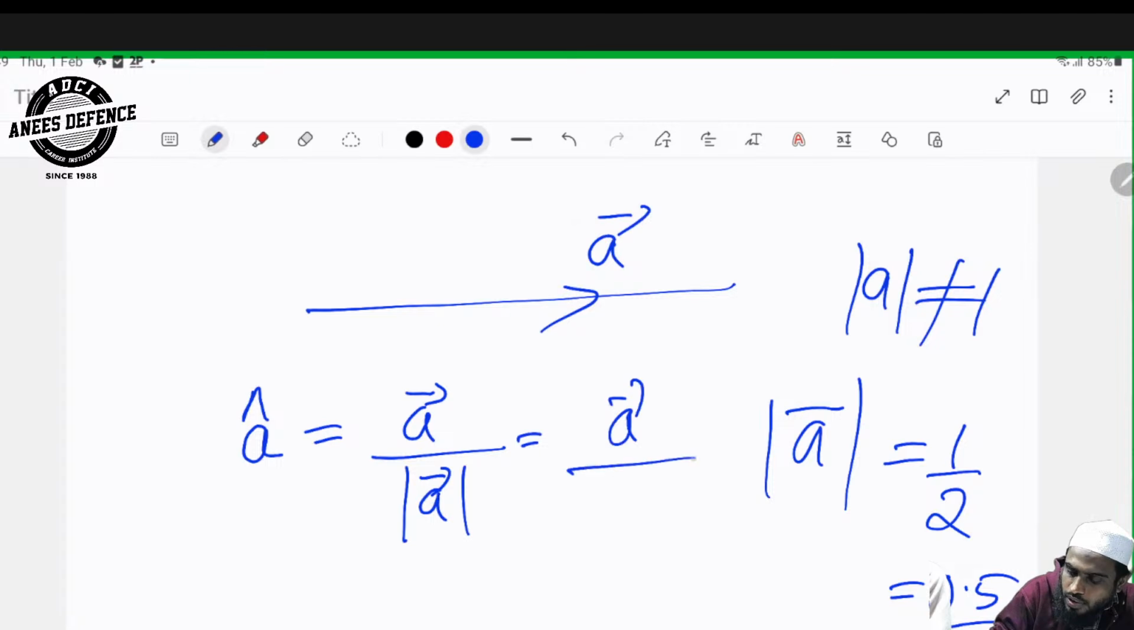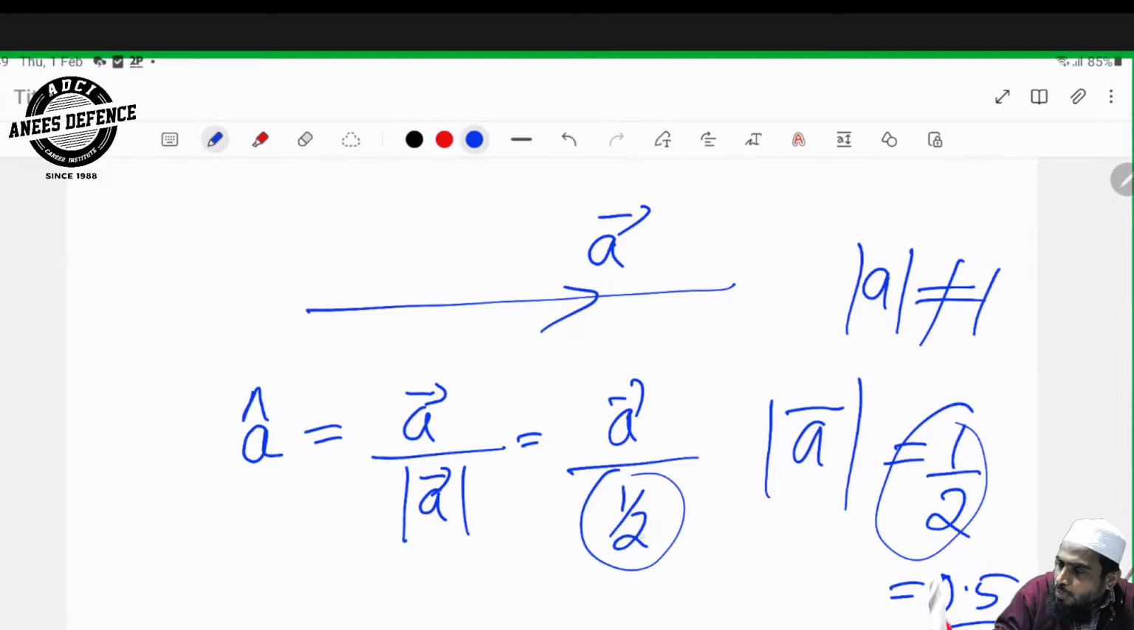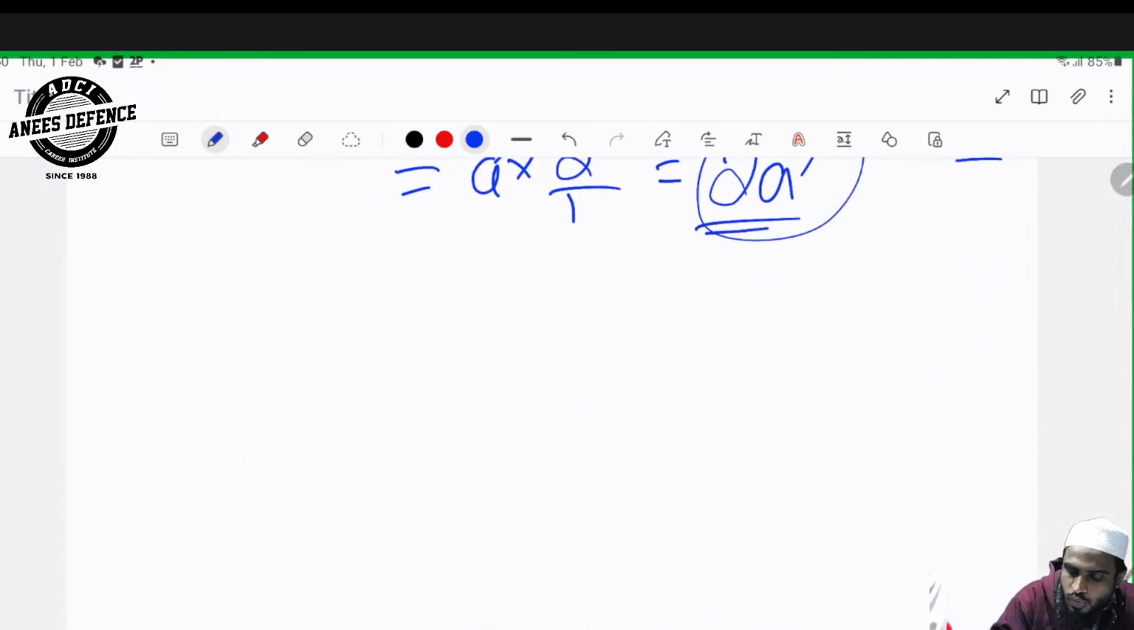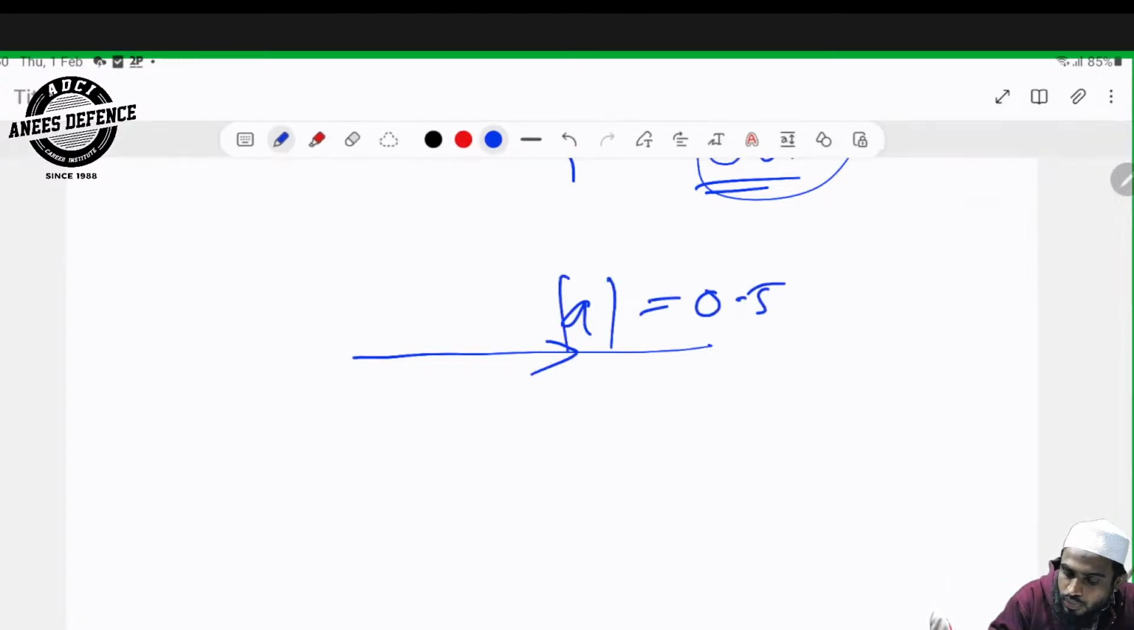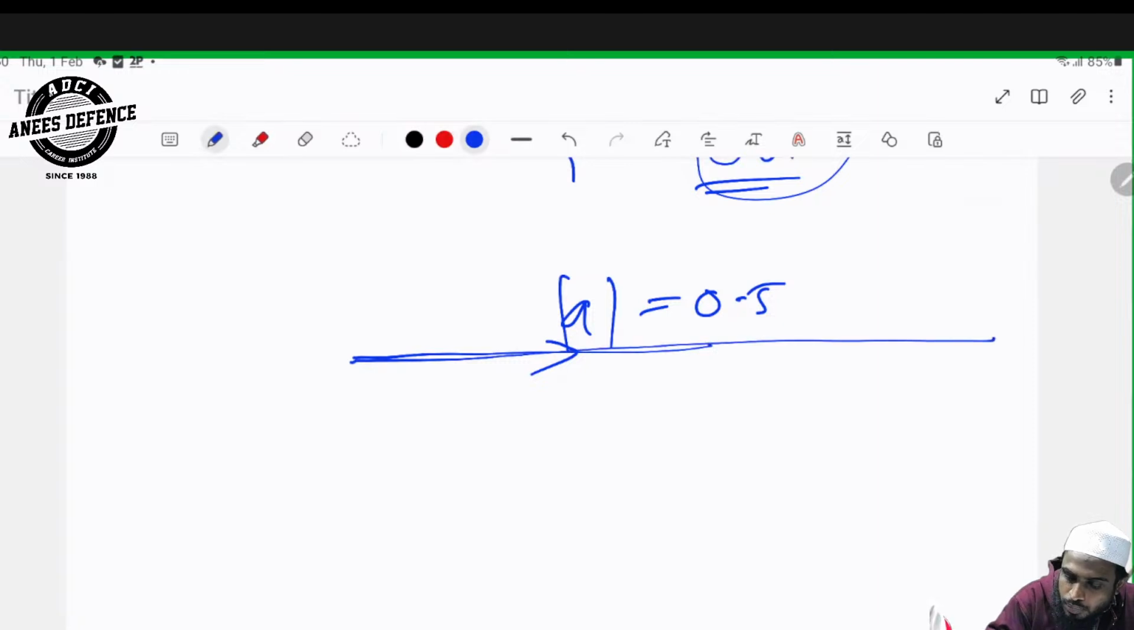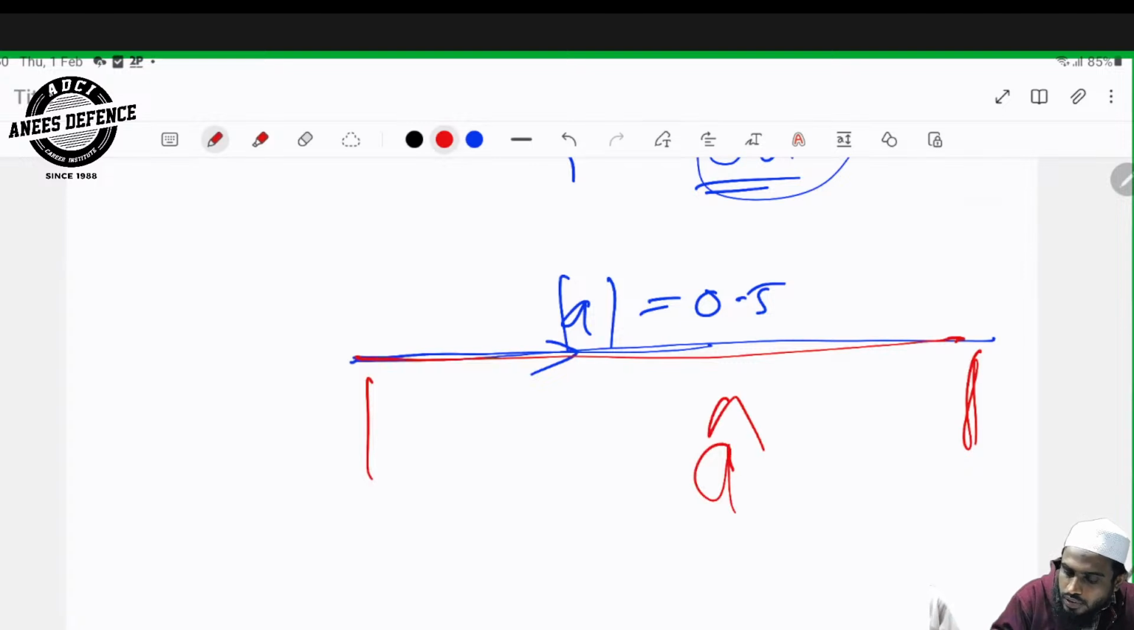So vector A divided by magnitude, and what is the magnitude? 1 by 2. So 1 by 2 is coming under the denominator, it will become 2 by 1. So you are getting 2 times vector A. What is the magnitude of 2A? It will be 1. So if you have a vector with magnitude 0.5, then if you are finding the unit vector, you will get a bigger one. So this is your vector A cap, and this is your vector A.